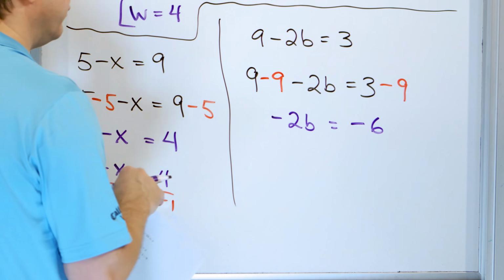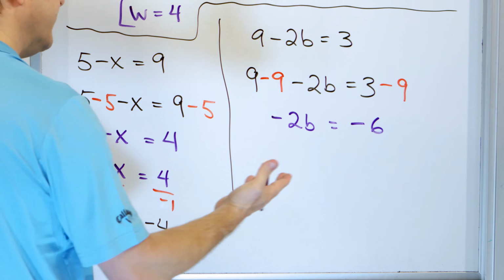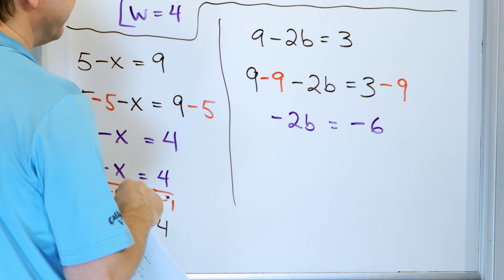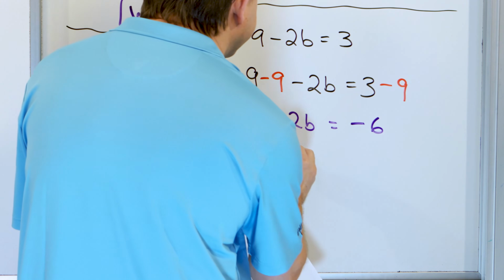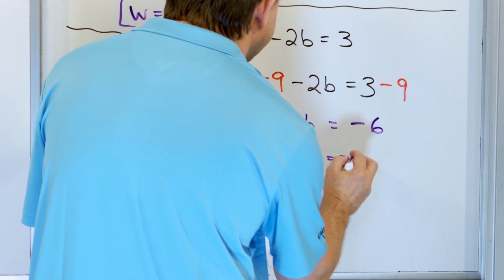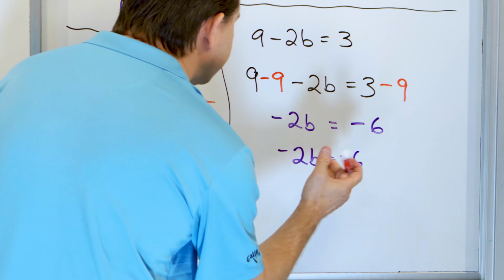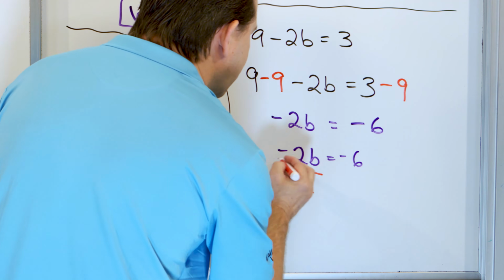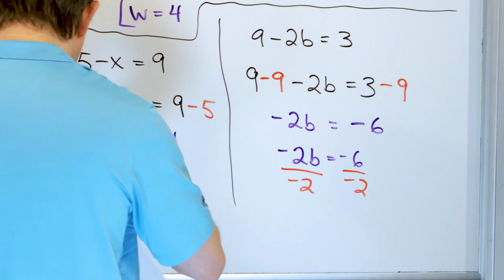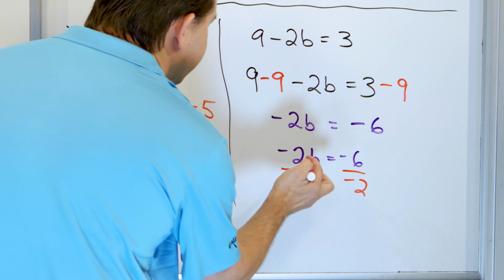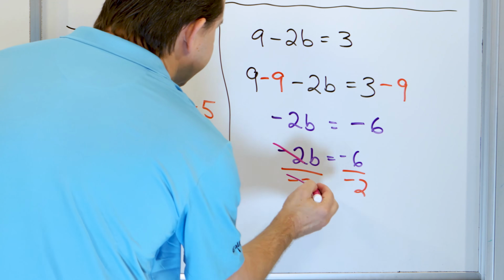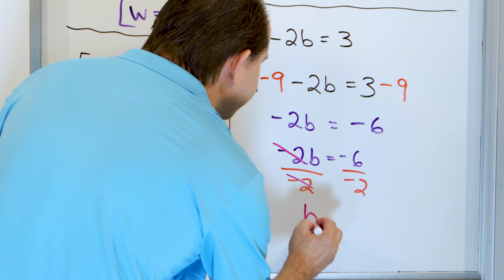You should be pretty comfortable with subtracting negative numbers. If you need practice with that, go back to how we subtract negative numbers and positive numbers. Here I have something I'm going to rewrite, negative 2b equals negative 6. So here I'm going to then divide by negative 2 because I'm multiplying by negative 2 here. And what's going to happen is the negative 2 will cancel with the negative 2. I will be left with just a simple b.